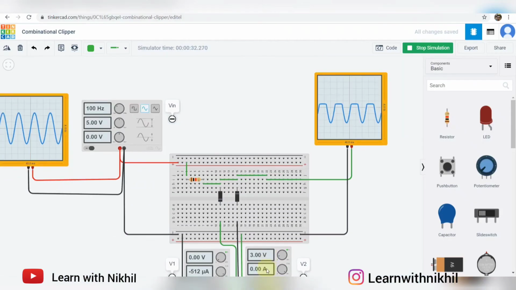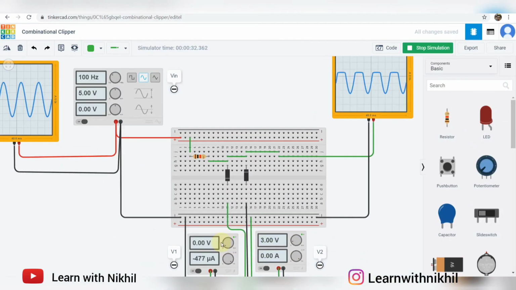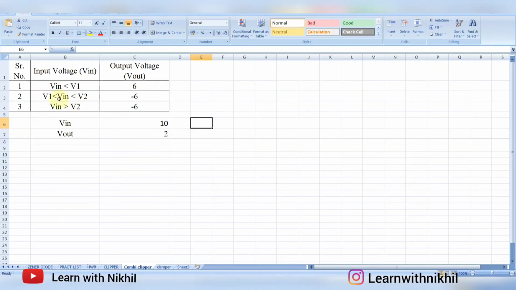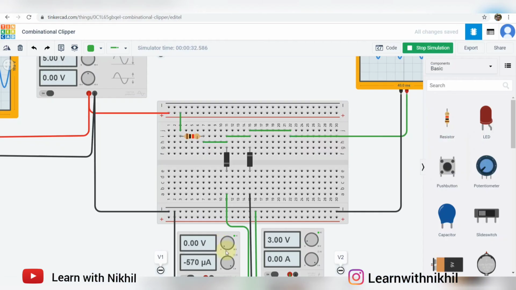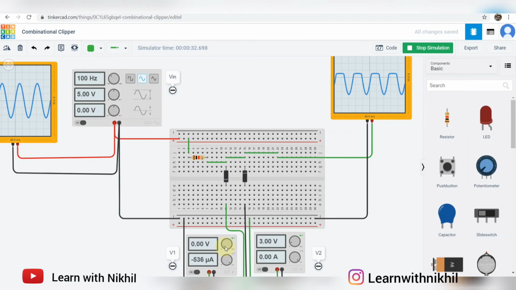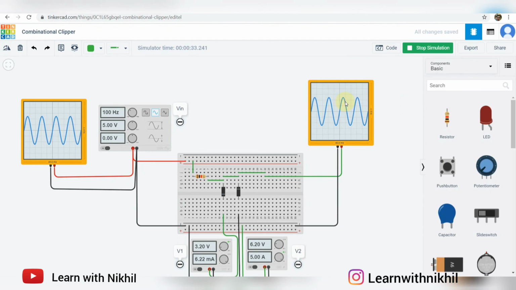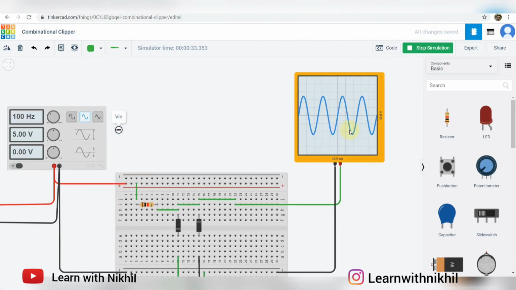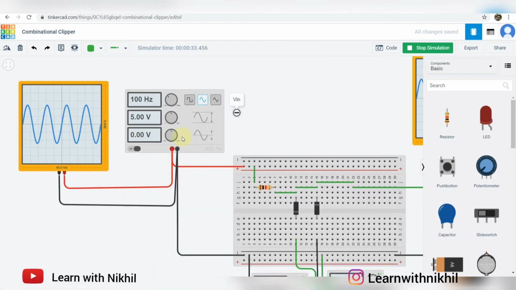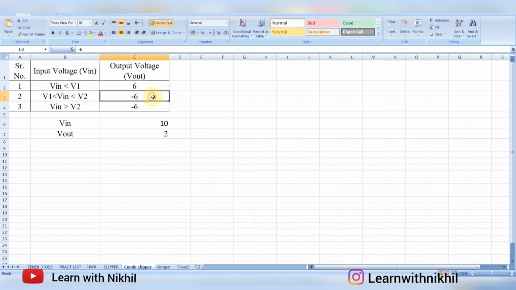So for this table, again we'll calculate for Vin greater than V1. We'll keep this voltage around 4, and we'll keep this greater than 5. So this voltage will be calculated the same as this, and that will be 10. So this is how our table will be.